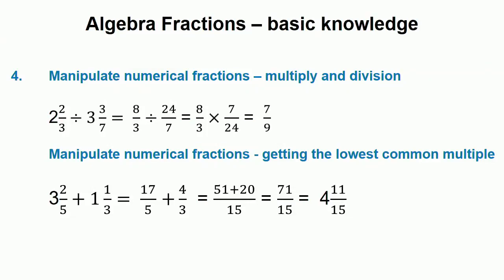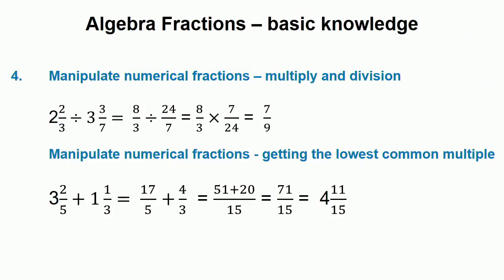Now I can cancel. I can divide with 8 on top and I divide with 8 at the bottom. 8 goes into itself once. 8 goes into 24 three times. So on top I've got 1 times 7, which is 7. At the bottom 3 times 3, which is 9. Final answer.